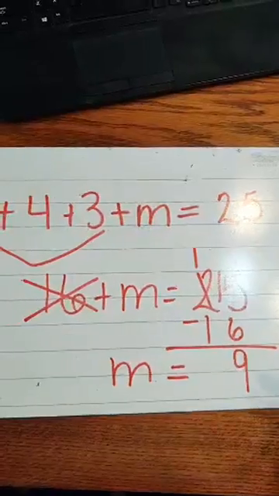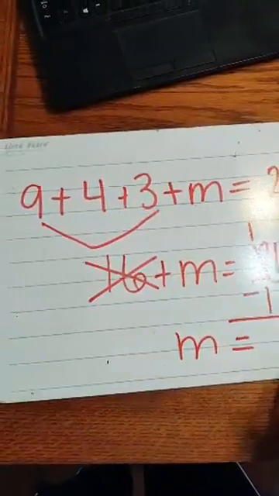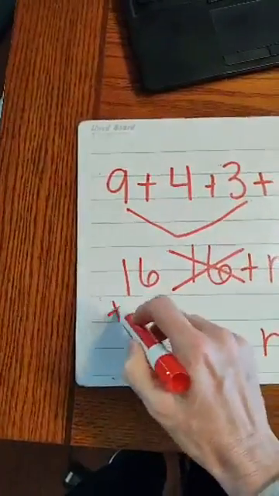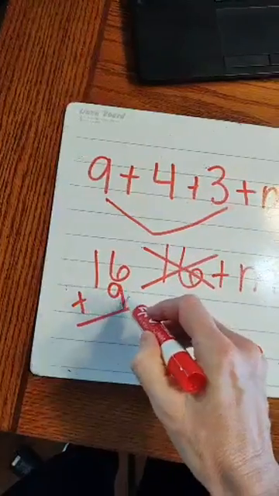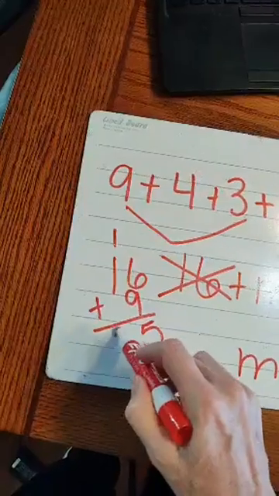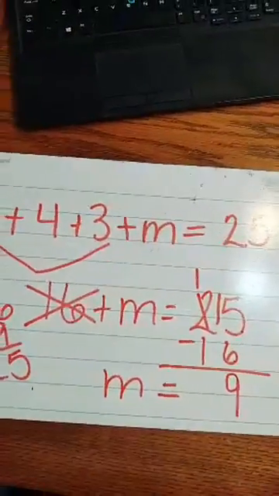And of course, you could check your answer. So if m is 9, we could put that 9 where the m is. Does 16 plus 9 equal our answer, 25? 9 plus 6? 1 plus 1? 25. They do match. We know we got the right answer.